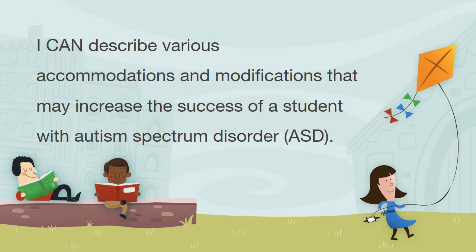So we're on our third I can statement. I can describe various accommodations and modifications that may increase the success of a student with autism spectrum disorder. So, once a child's determined to be eligible for special education services under the disability of ASD, what does that mean for you as a teacher?